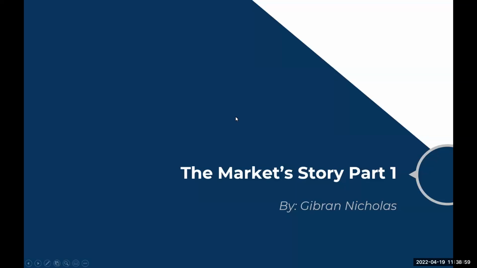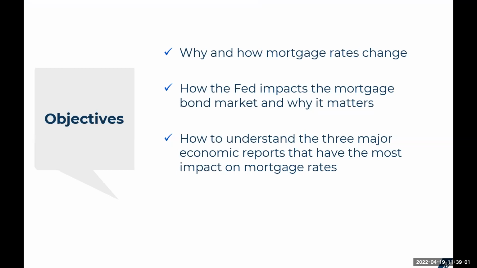There we go. Okay. So this is part of the presentation for the CE credit. We're going to go through it, and then we're going to switch to another presentation as well. This is simply going to be going over the market: why and how mortgage interest rates change, how the Fed impacts the mortgage bond market, why it matters, and how to understand the economic reports.